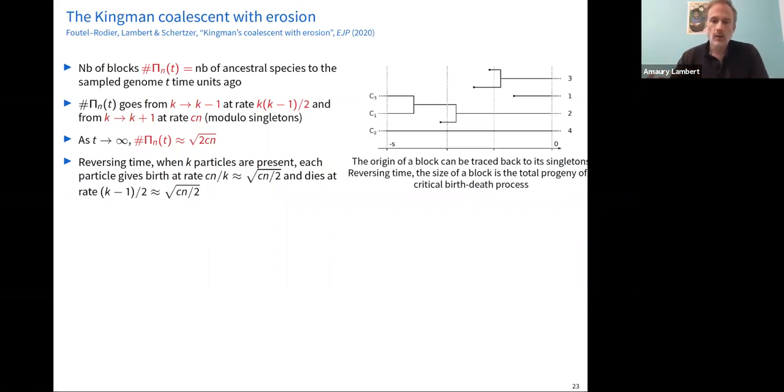Okay? So now actually this process is reversible, and when you reverse time and you compute the birth and death rates of these particles that you can see on the cartoon on the right, when there are k particles present in the system, each particle gives birth at rate Cn over k and dies at rate (k minus 1) over 2. And if you replace k by the number of blocks predicted by the previous rule of thumb, you find that the two rates are equal. And now, since the size of the block is exactly equal to the number of its singletons, it's equal to the number of deaths in the trees that you see on the right.